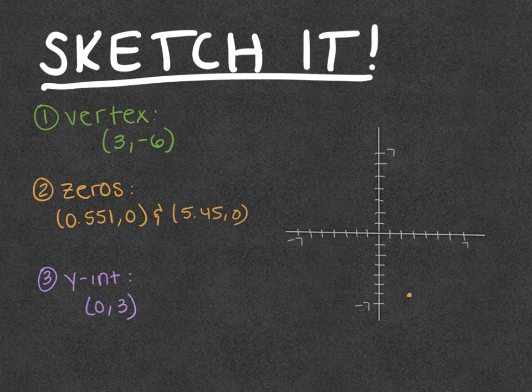So zeros are on the x-axis. We have 0.55, so that's in between 0 and 1. And then 5.45, 2, 3, 4, 5. It's about 5.5. They don't have to be perfect since they're gross decimals. And then your y-intercept is at (0, 3). And now that we have everything plotted, we can sketch our parabola.